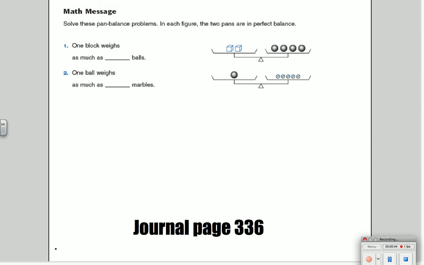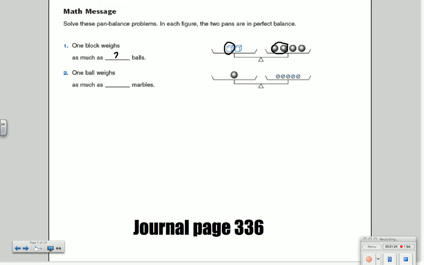In each figure, the two pans are in perfect balance. So number one: one block weighs as much as blank balls. I can see on my equation I have two blocks on one side and 4 balls on the other side. They're asking how much one block weighs. Well, I know 2 is equal to 4, but if I split up my blocks into two groups so I had just one block, and split my ball side into two, I could clearly see that one block equals 2 balls. So I'm going to fill that in here.